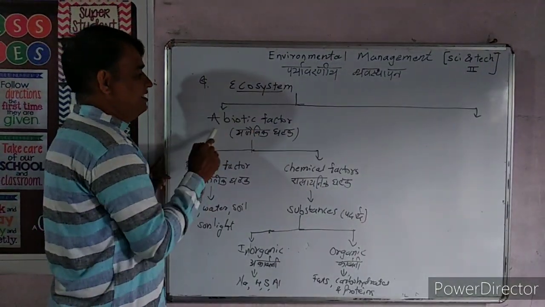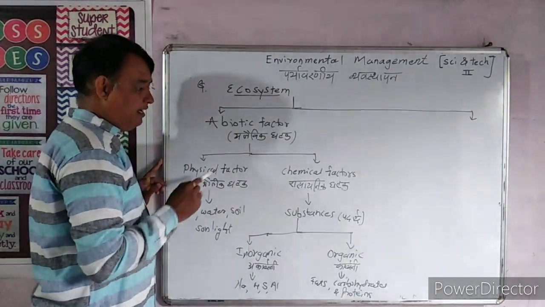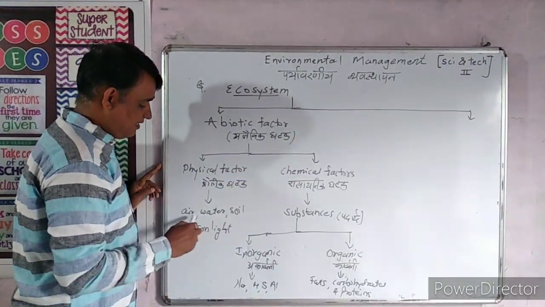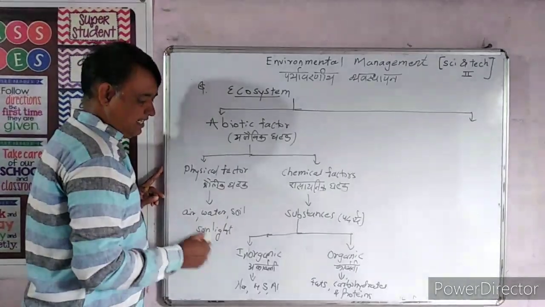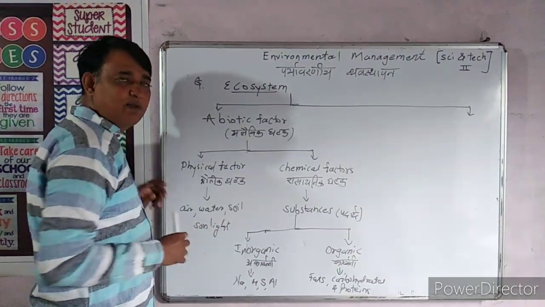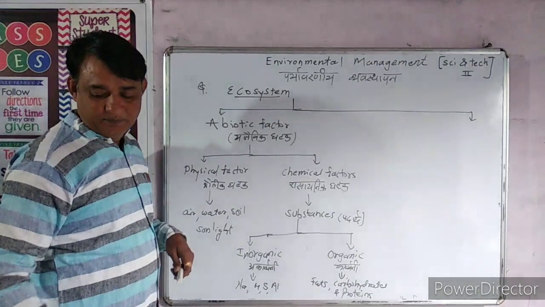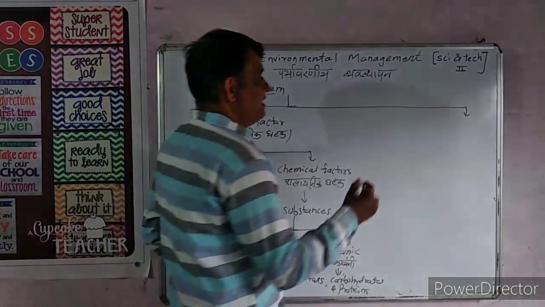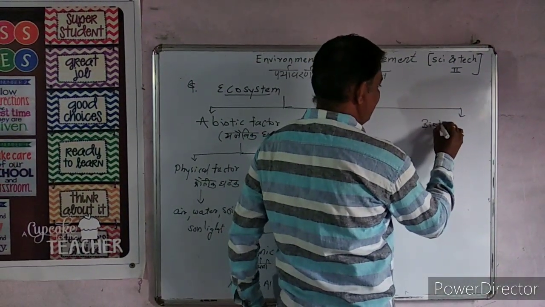These are the parts of the ecosystem, the abiotic factor: physical factor, chemical factor, examples of physical and chemical, inorganic and organic examples of chemical substances. Now, the second part is biotic factor.